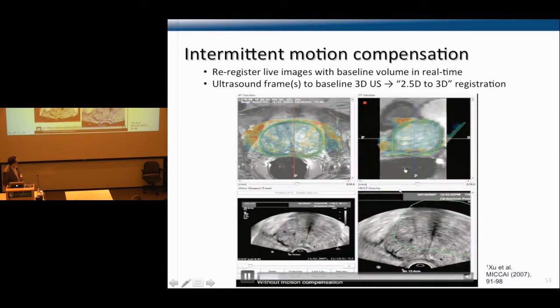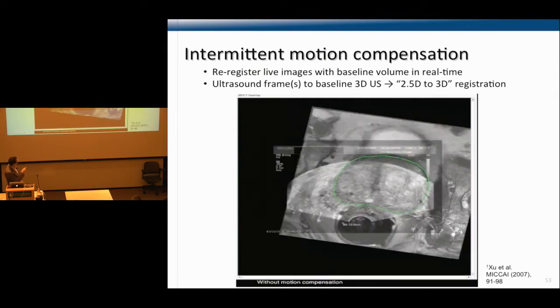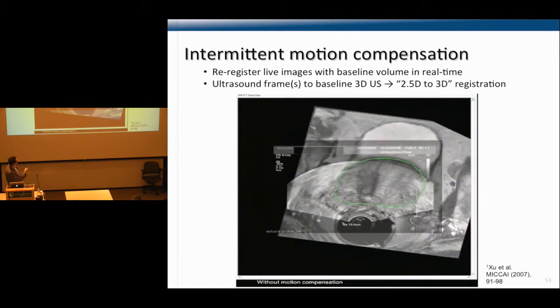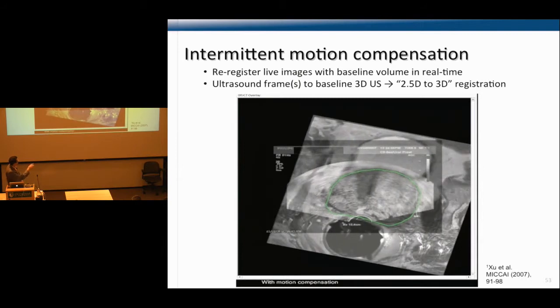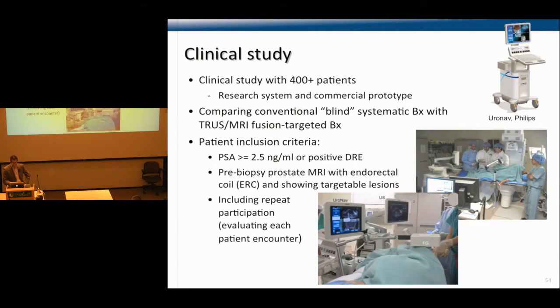Here you see in green the segmentation from the MRI, and in the background, the transrectal ultrasound. You see a discrepancy in the registration. It's manually triggered, so once the user sees a discrepancy, it's co-registered again by taking the last few ultrasound images. The clinical study here was on over 400 patients, where we used both our research and the commercial prototype. The inclusion criterion was PSA higher than 2.5. That's the prostate-specific antigen, used to detect or follow the progression of potential prostate cancer.